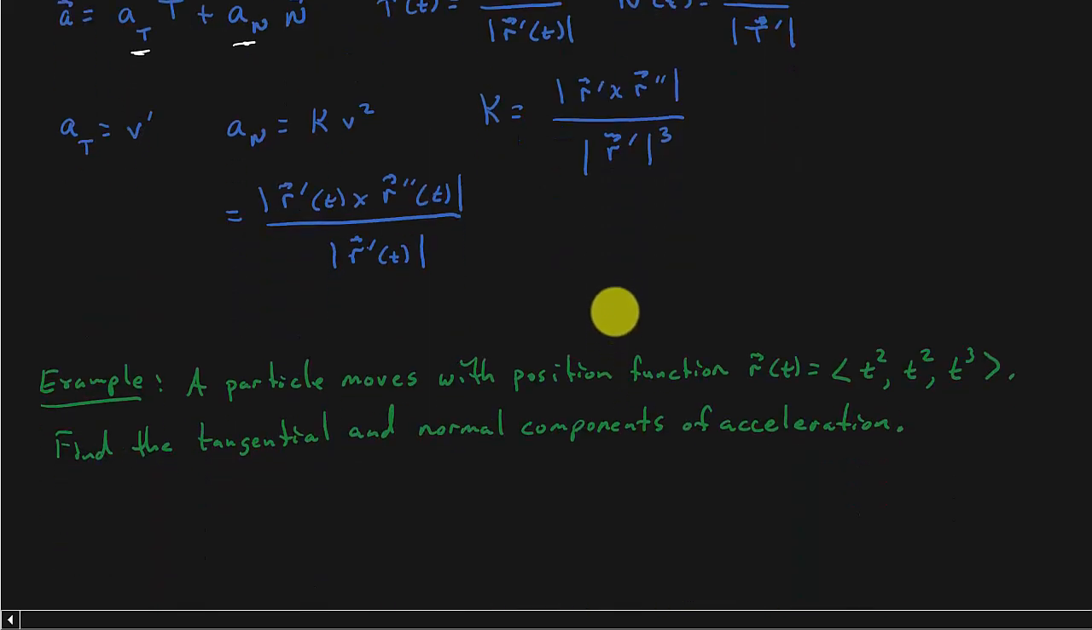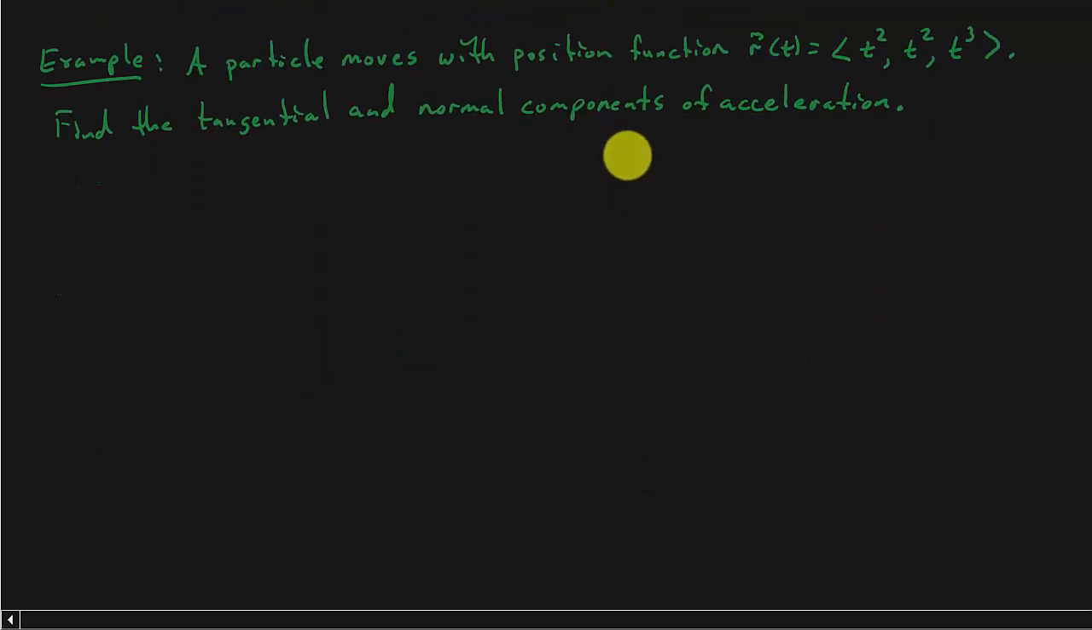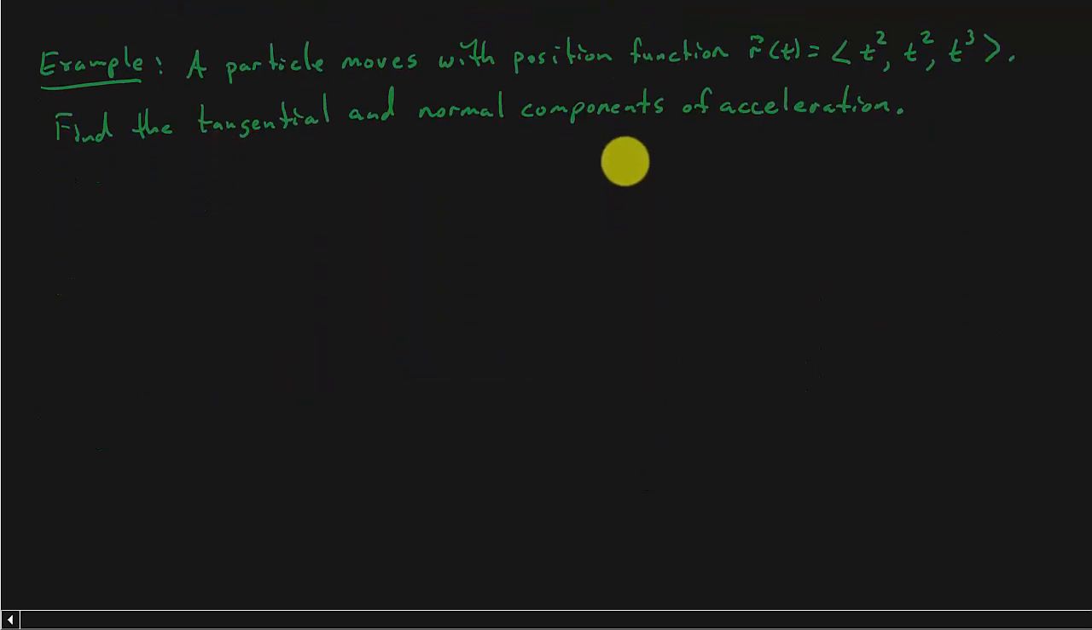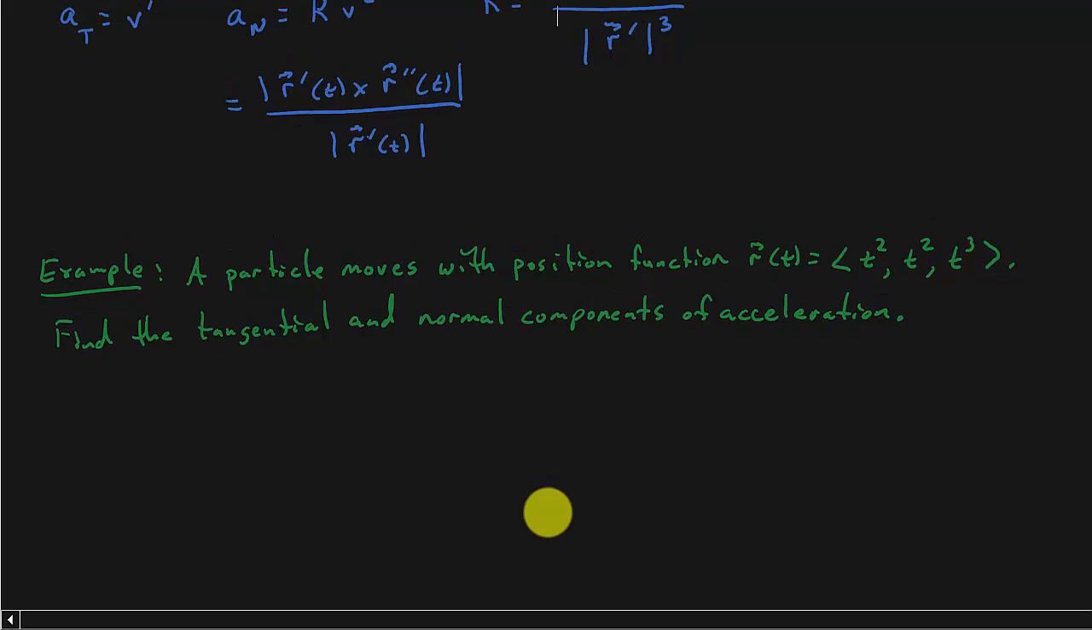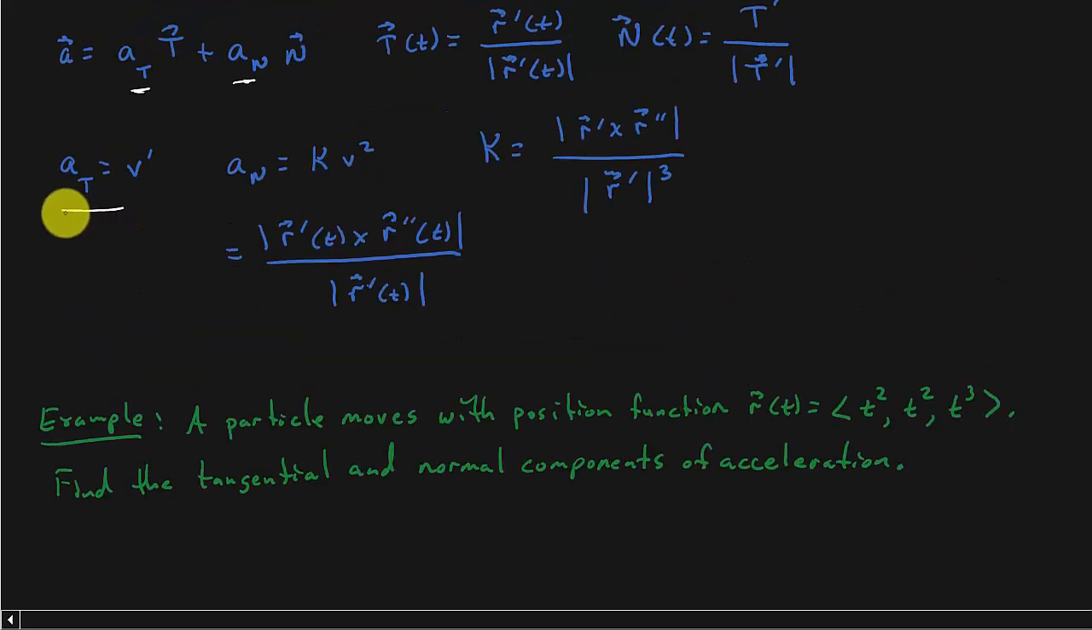All right, so let's look at an example. A particle moves with position function r of t equals t squared, t cubed. Find the tangential and normal components of acceleration. What are we looking for? We're looking for a sub t and a sub n. That's what we're looking for.